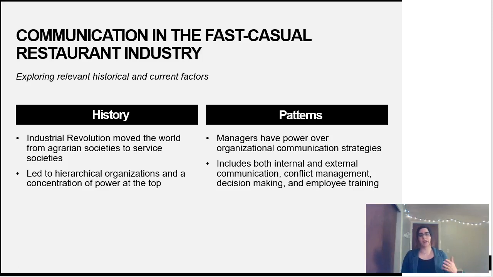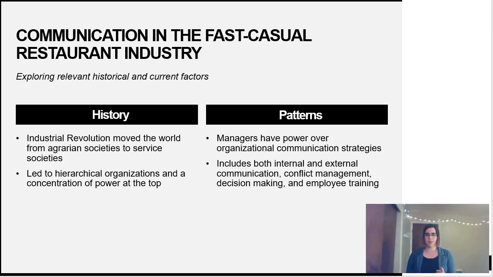So, talking in general about communication in the fast casual restaurant industry, I wanted to talk a little bit about the history of communication in workplaces, the distribution of power in workplaces. So, with the Industrial Revolution and moving from more agrarian societies to service societies, there's really a shift in the focus of how people gathered together for work. There was much more focus put on productivity, on producing a large amount of product. Capitalism was really centralized into our work systems, and so that really led to hierarchically organized workforces and more concentration of power at the top.